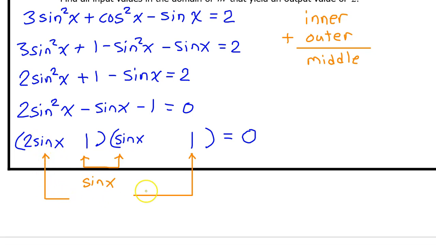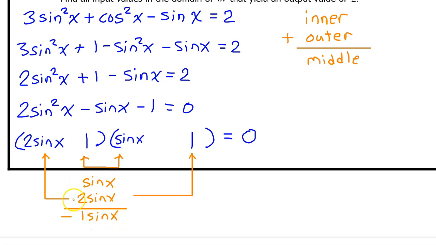The outer terms are these two. 2 sine x times 1 is 2 sine x. So that's what I mean by outer. The inner plus the outer must equal the middle. In this case, the middle term is negative 1 sine x.